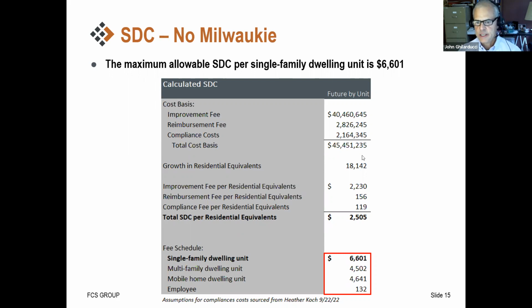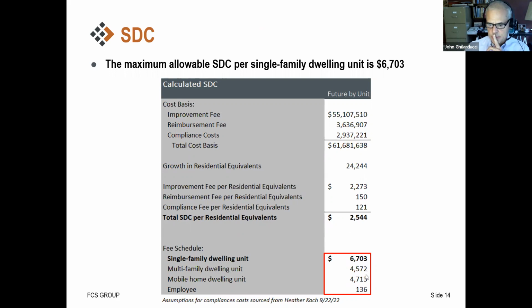The calculated fees are lower, but not a lot lower. We've got a single family dwelling unit charge of $6,600 and an employee charge the same as, or very close to, the previous.